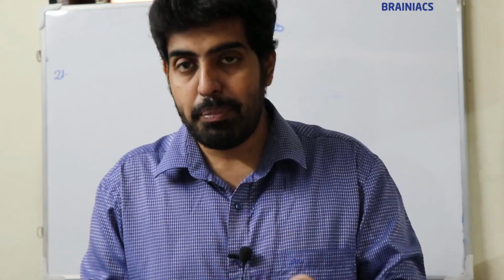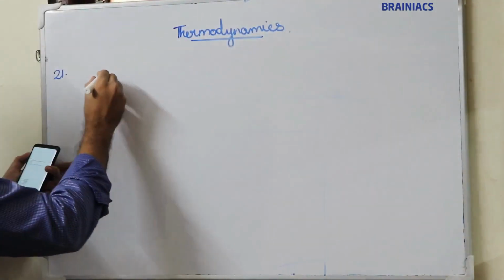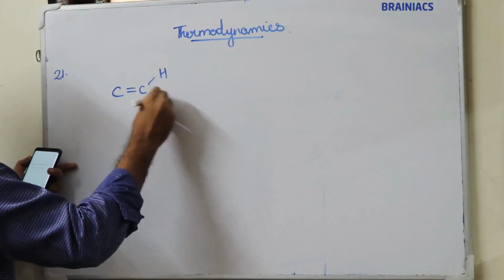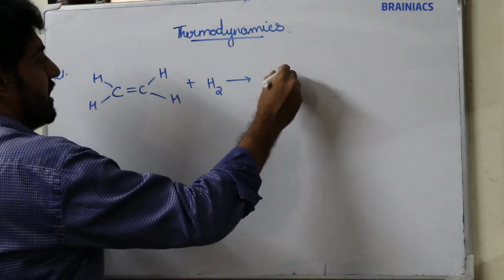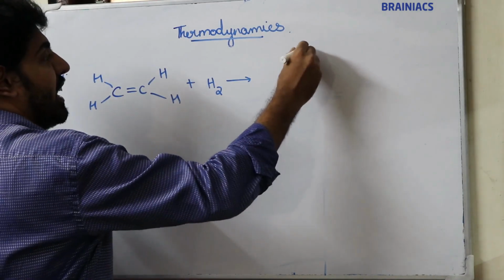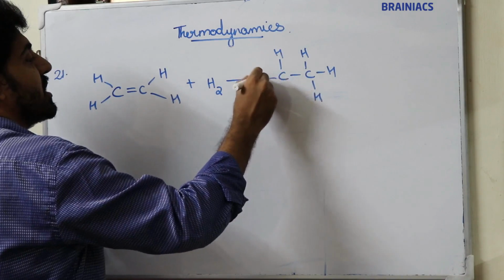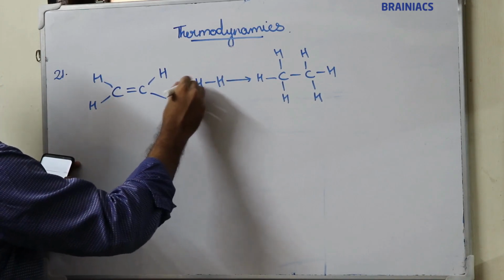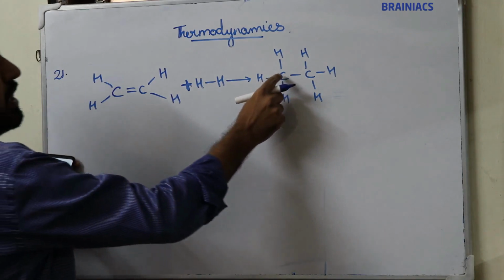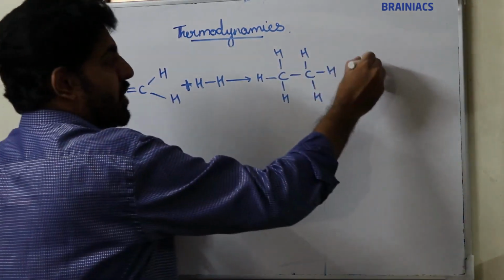From the following bond energy values, the H-H bond energy is given, C double bond C bond energy is given, C-C single bond energy is given, C-H bond energy is given. Calculate the enthalpy of reaction. The reaction is ethene reacting with hydrogen, H2, giving ethane. These two H's add here to form this one. We have to calculate the enthalpy of reaction.